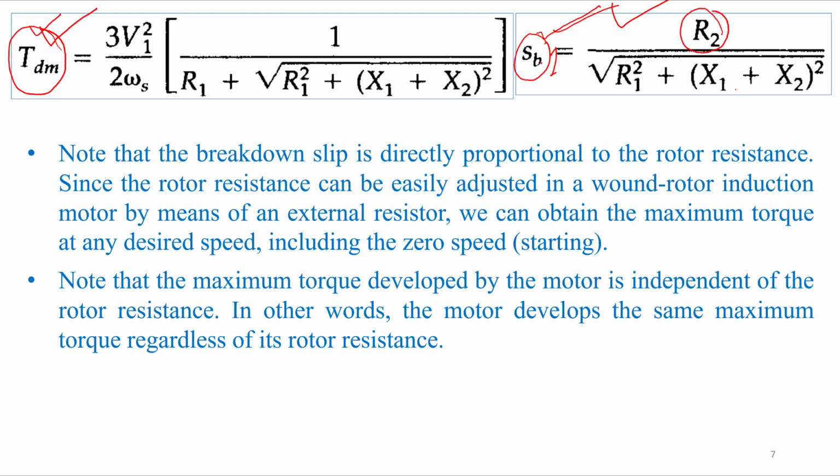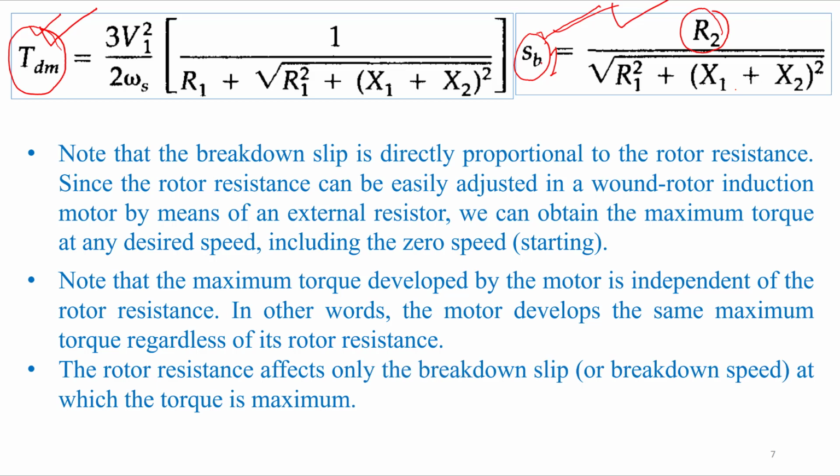So the maximum torque developed by a motor is independent of the rotor resistance. That means the motor develops the same maximum torque regardless of its rotor resistance, right? So the rotor resistance affects only the breakdown slip, as we can see in this expression, or the breakdown speed at which the maximum torque occurs.